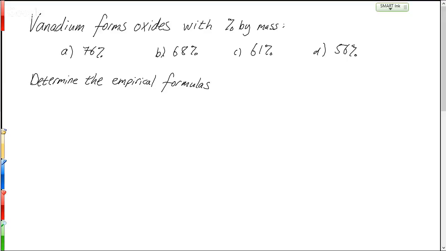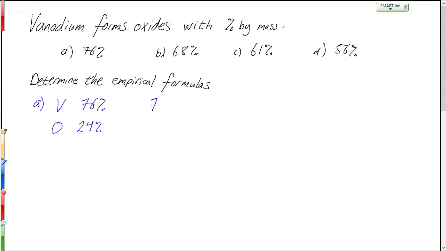Because we're not given molar masses. All right. So to do this, we're just looking at two elements, vanadium and oxygen, because they're vanadium oxides. And these are the percent vanadium. So we don't need to do them all, or maybe we do, but we'll do some of them and see when we get bored. So let's look at the first one. Vanadium is 76%, which tells us oxygen is 24%. So the first step is going to be to convert those to grams and solve for moles.